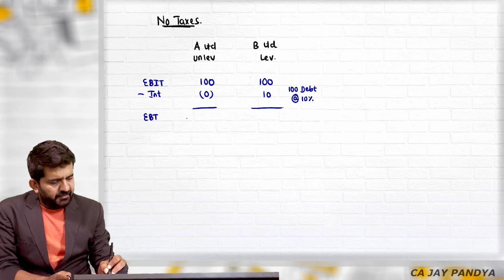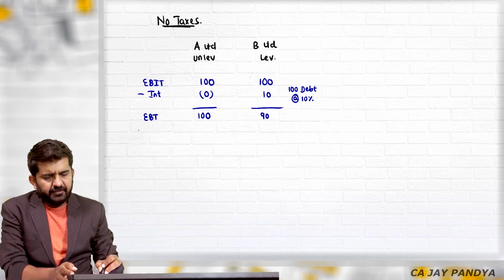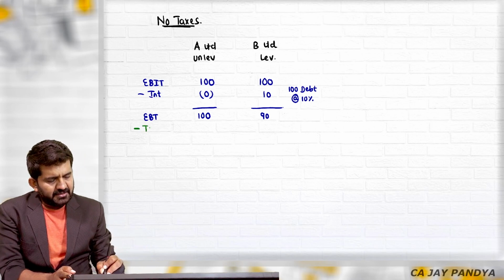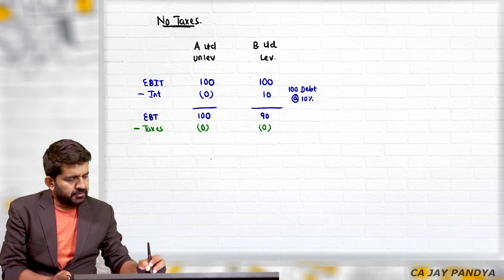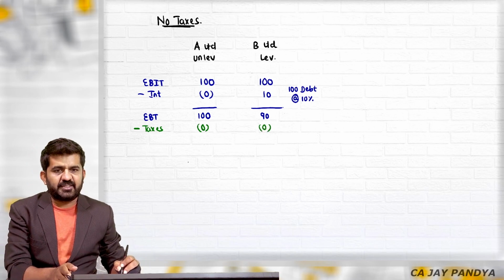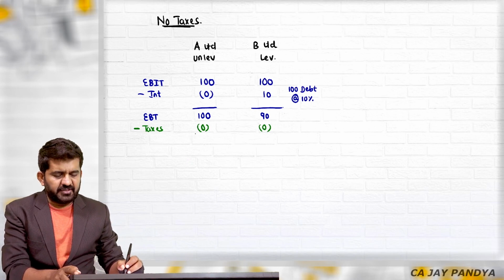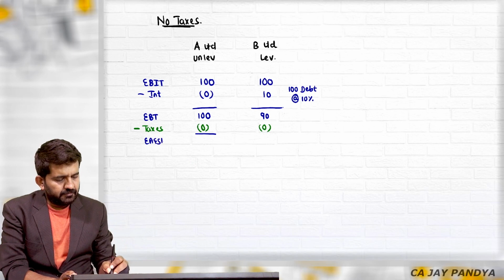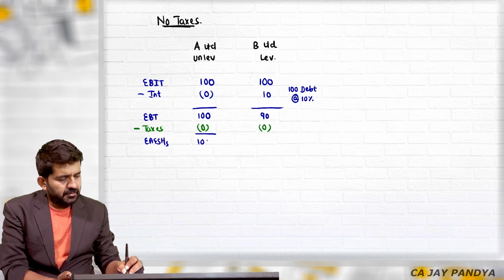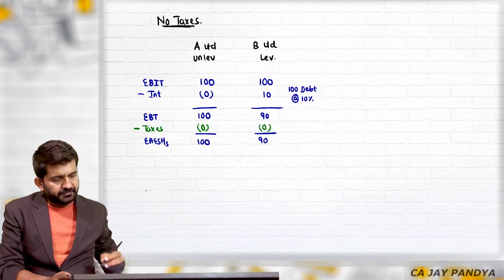My earning before tax will be 190 minus taxes are 0 because we are working in no tax environment. I will be getting earnings available to equity shareholders or earning after tax. 100 rupees, 90 rupees.